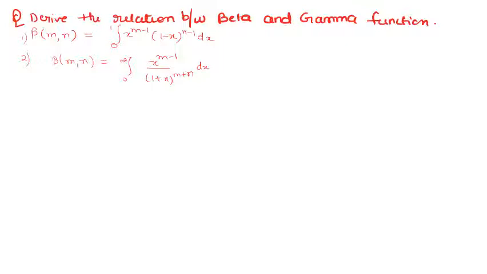So what is the relation between the beta and gamma functions? If we are given the beta function of m and n, it would be the gamma of m times the gamma of n, divided by the gamma of m plus n. Okay, this is the formula. So how can we get it? This is basically the question.